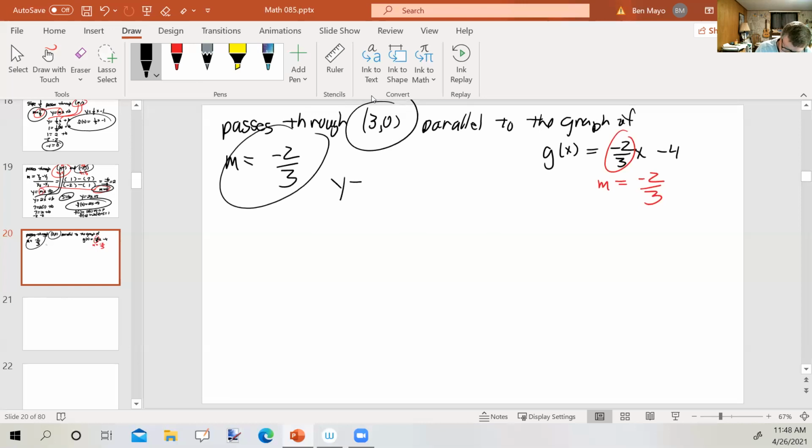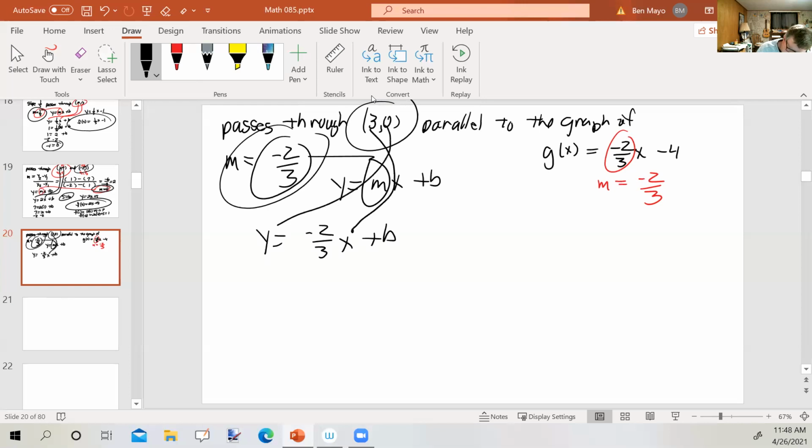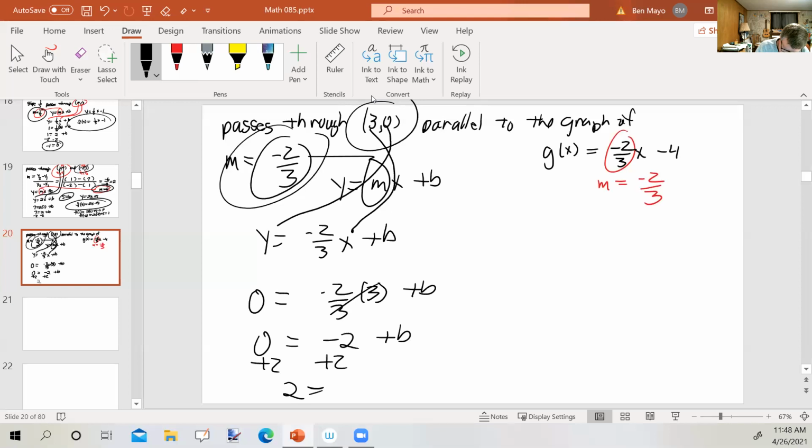Okay, so y equals mx plus b. I can put the slope in there. Y equals negative 2/3 x plus b. I can take 3 and put it in for x and 0 and put it in for y, doing pretty much what I did in a previous problem. 3 is reduced down, and I get 0 equals negative 2 plus b. Add 2 to both sides, and b equals 2.